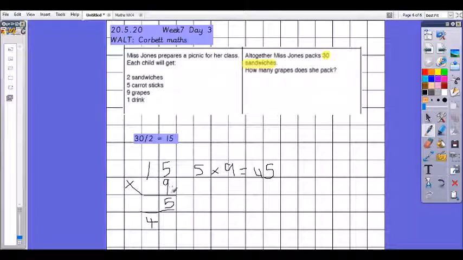Next we're going to do 1 times 9. I know 1 times 9 is 9, and then we are going to add this exchanged and regrouped 4 here. So we're going to do 9 add 4, which is 13. And this, my 3 is going to go in my 10s column, and the 1 is going to go in my 100s column. So 15 times 9 is 135, and this is how many grapes Miss Jones packed.